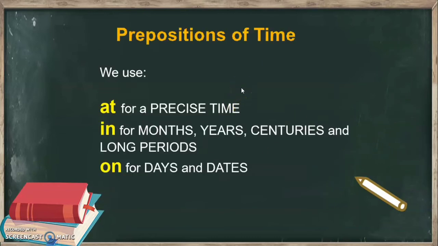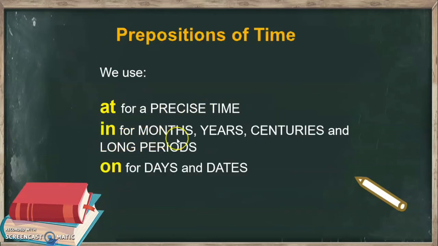Okay, let's talk about the prepositions of time. Like I said in the beginning of this video, a lot of people are confused about when to use at, when to use in, when to use on. So we use at for precise time, like 12 o'clock, 1 o'clock, 1:30: at 12 o'clock, at 6 o'clock, at 6:30. This is a precise, exact, specific time.